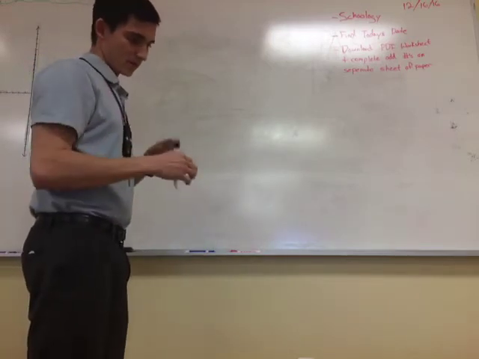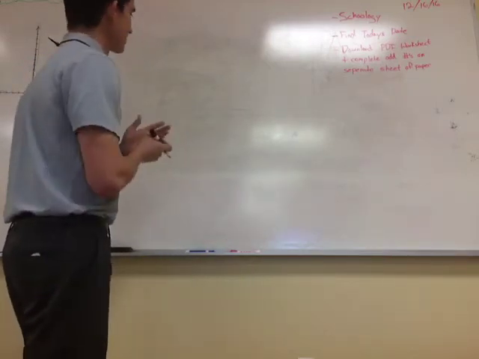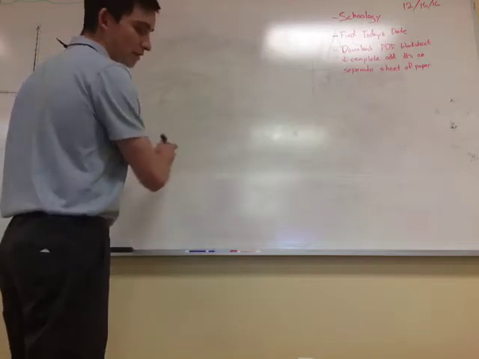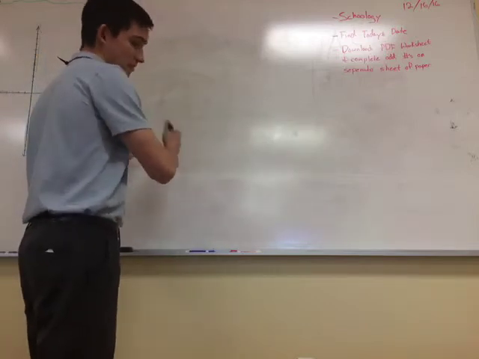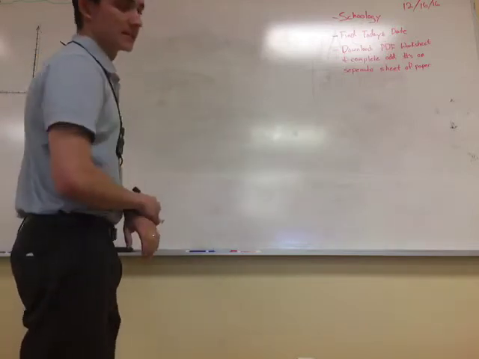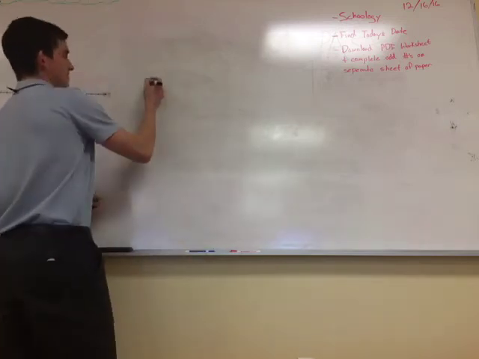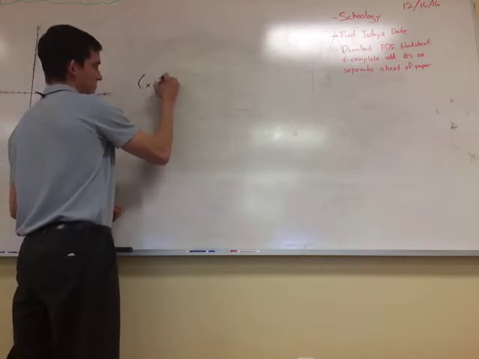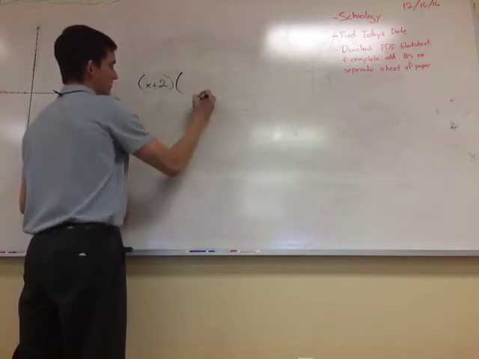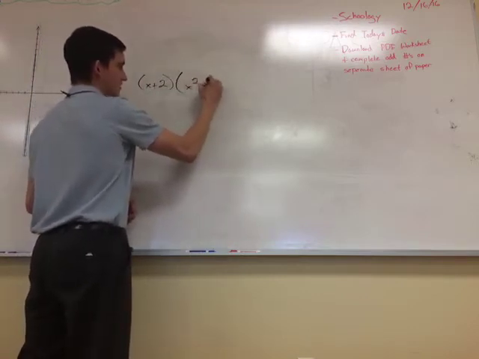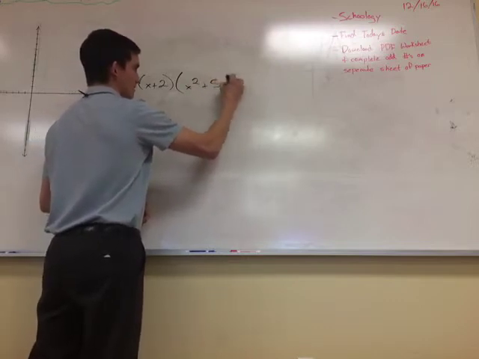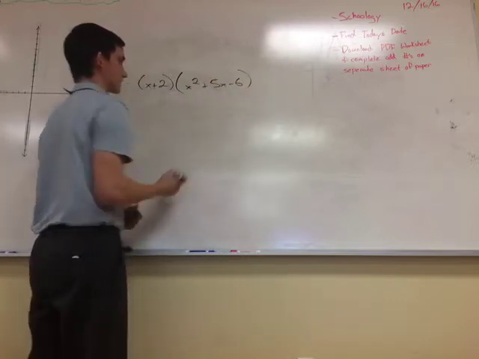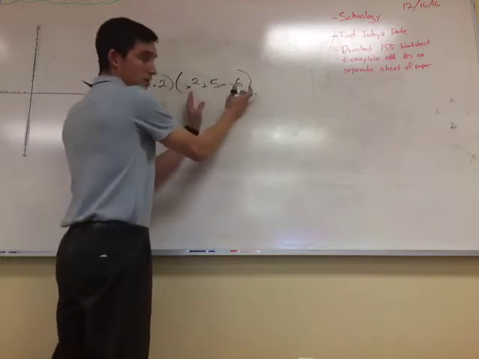This video is going to be multiplying polynomials again, except now I'm going to do binomials by trinomials, or maybe trinomial by trinomial. And it's the same idea. So if I have x plus 2, a binomial, times a trinomial, like x squared plus 5x minus 6, something like that. Okay, binomial multiplied by trinomial.